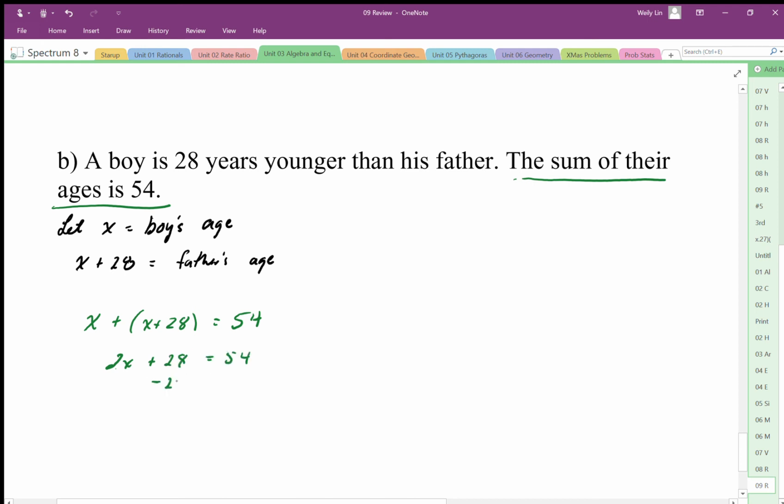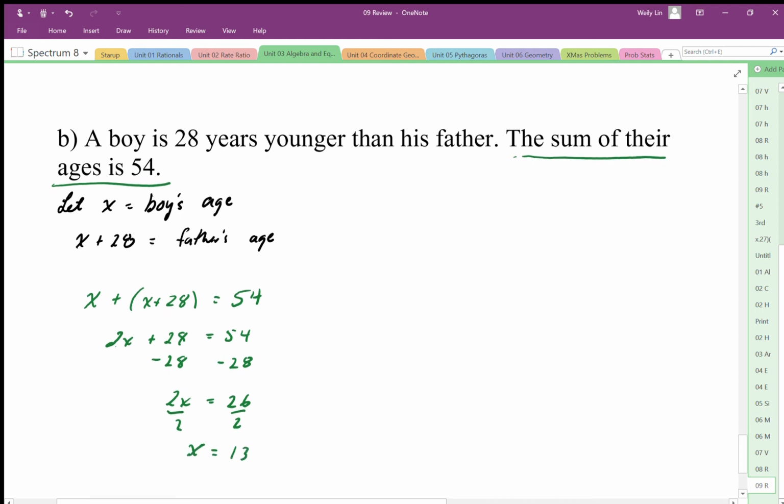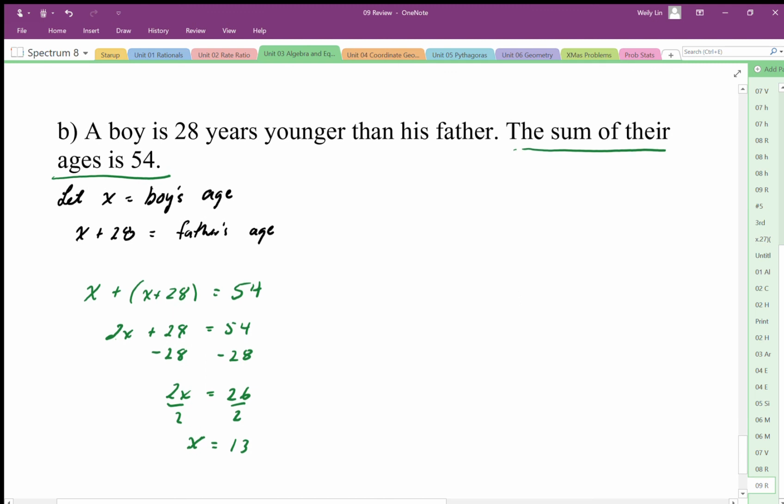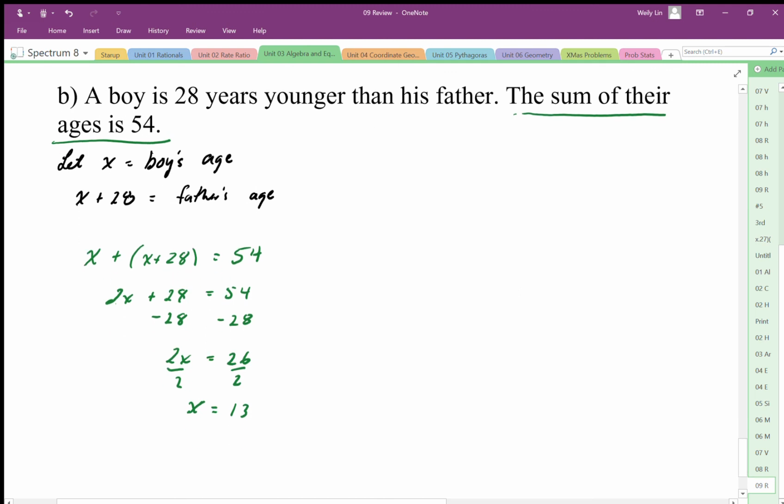We're going to subtract 28 from both sides. Divide by 2, divide by 2. Okay, so the boy's age is 13, and then the father's age. The boy's age equals 13. The father's age would then be 41. We check our answer: 13 plus 41 is 54. Yeah, that looks like the right ages for the boy and the father.